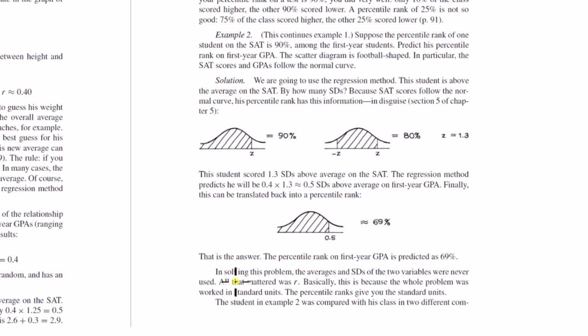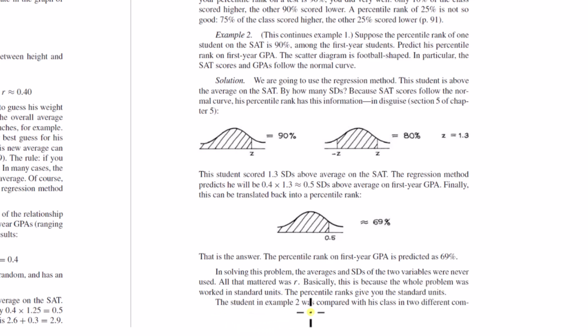And that's what they said here. In solving this problem, the averages and standard deviations of the two variables were never used. All that mattered was r. And because we were working with just percentiles, all you need is standard units, but the fact that it followed a normal curve. But then it's not like you couldn't use the normal curve. You could still use percentiles if you had the equation for the curve, the distribution that the data did follow, and just apply those same principles. That area under the curve is the percent, right, with a histogram. Basically, this is because the whole problem was worked in standard units. The percentile ranks give you the standard units.